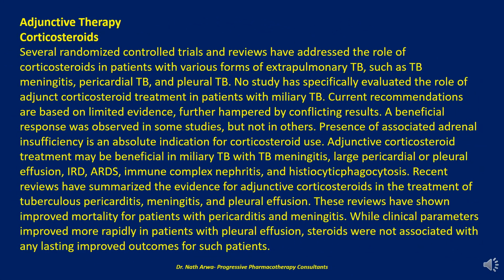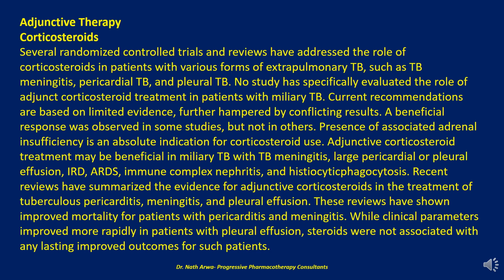Next we will discuss adjunctive therapy. Let's begin with corticosteroids. Several randomized controlled trials and reviews have addressed the role of corticosteroids in patients with various forms of extrapulmonary TB, such as TB meningitis, pericardial TB, and pleural TB. No study has specifically evaluated the role of adjunct corticosteroid treatment in patients with miliary TB. Current recommendations are based on limited evidence, further hampered by conflicting results. A beneficial response was observed in some studies, but not in others.